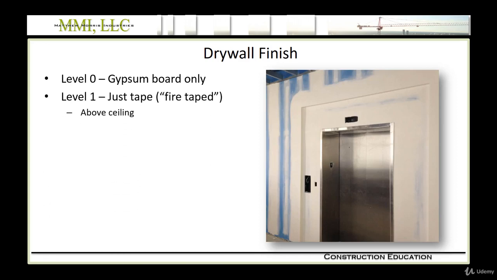Level 1 is usually your bare minimum, and sometimes you hear this called fire taped. Although it's called fire tape, that's really just a name. It's not actually a fire rated assembly. So level 1 is just tape, so one bed of compound plus tape. And typically you see this above ceilings in a plenum space, for example. So now's probably a good time to talk about the application of joint compound and tape.